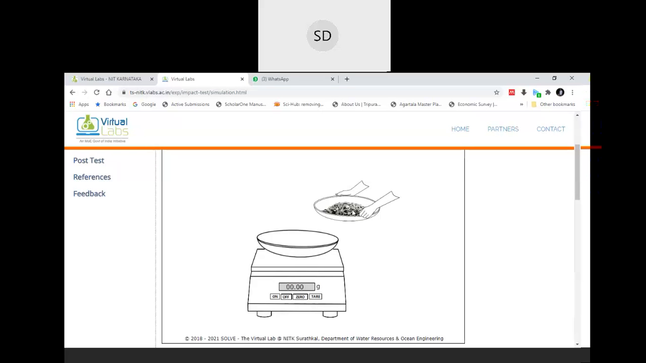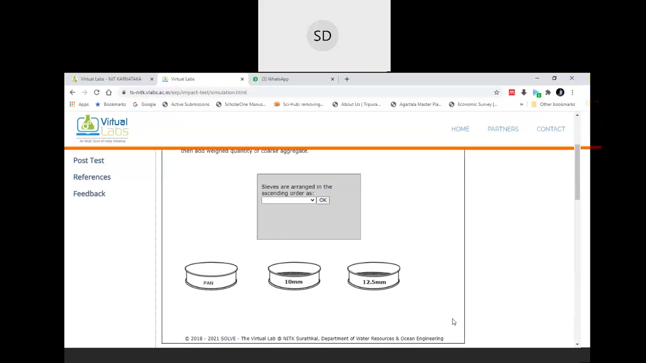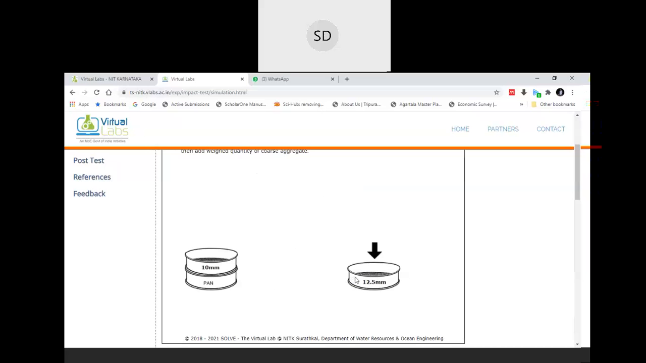Then place your aggregate. Now the sieve size will be similar to the crushing value test. So first would be 12.5, then 10, then the pan. The aggregate will be passing through the 12.5 mm sieve and retained on the 10 mm IS sieve.